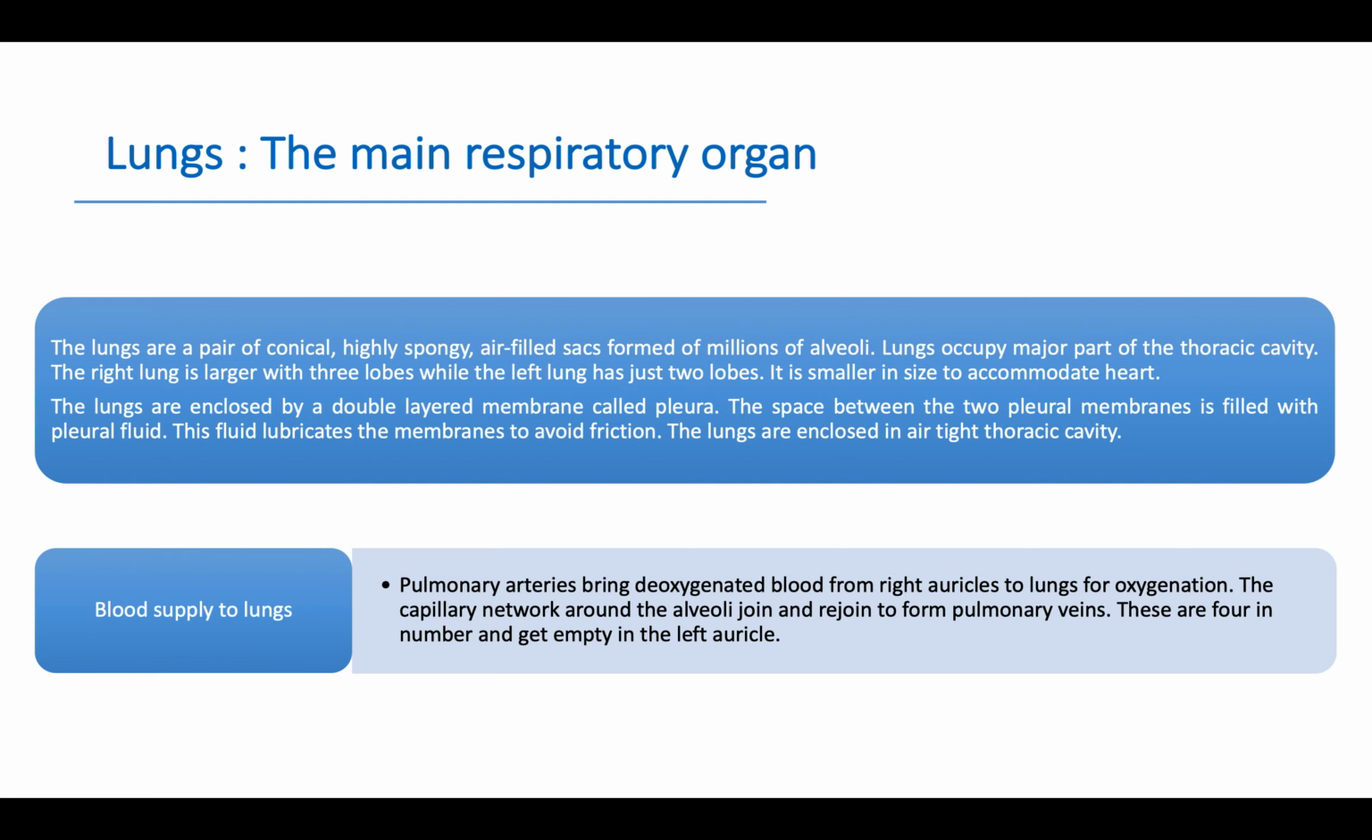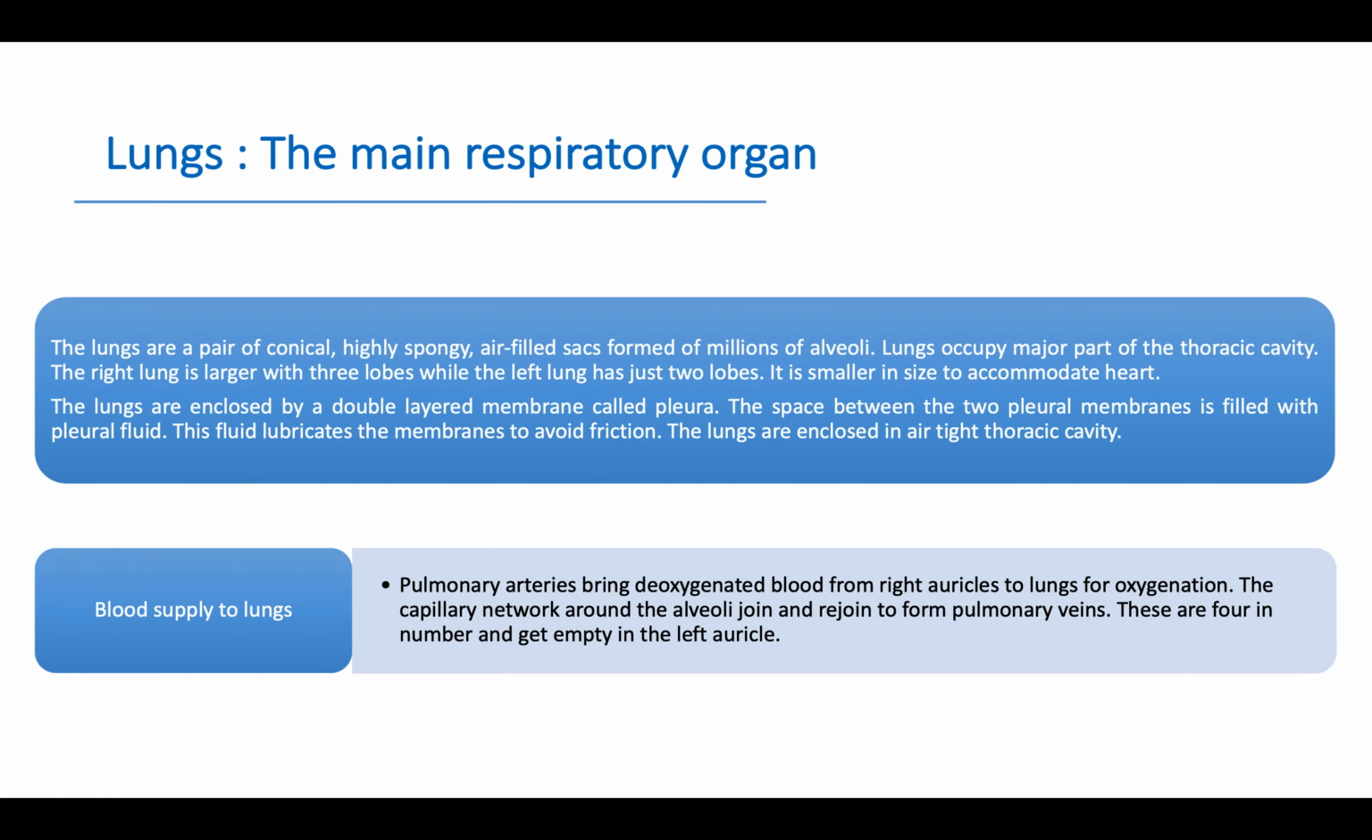The lungs are enclosed by a double-layered membrane called pleura. Pleura is the outermost membrane which covers these lungs, and these are two in number, called pleural membranes. The space between the two pleural membranes is filled with pleural fluid. This fluid lubricates the membranes to avoid friction. The lungs are enclosed in an airtight thoracic cavity.